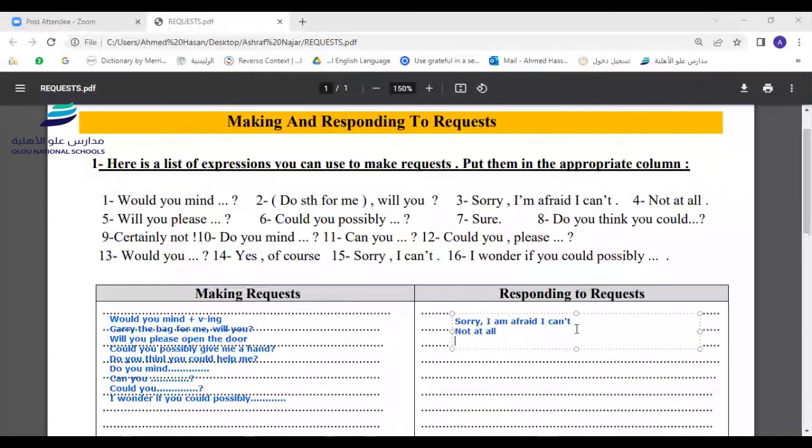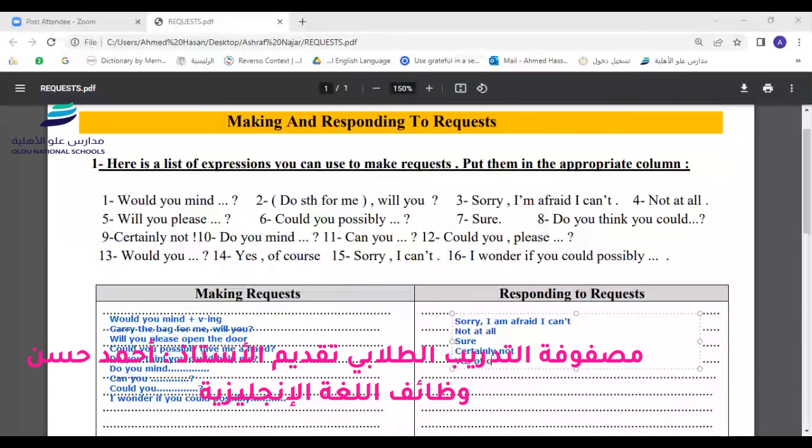Also, we can say sure, or we can say certainly. And certainly, guys, equals sure. But when we say certainly not, we mean no. Of course not means no. We can say yes, of course. Also, we can say sorry, I can't. All these are different ways of responding to requests.